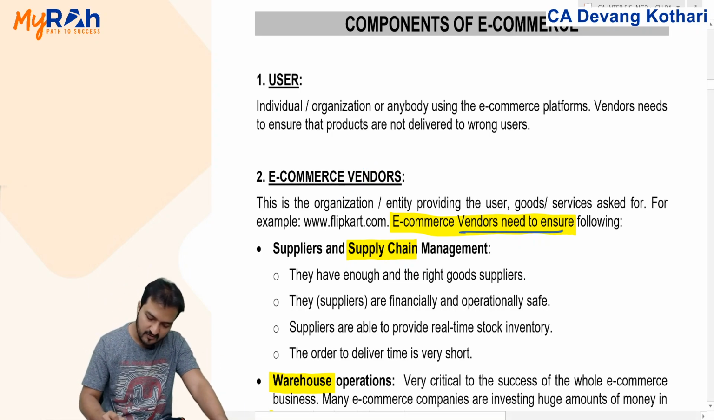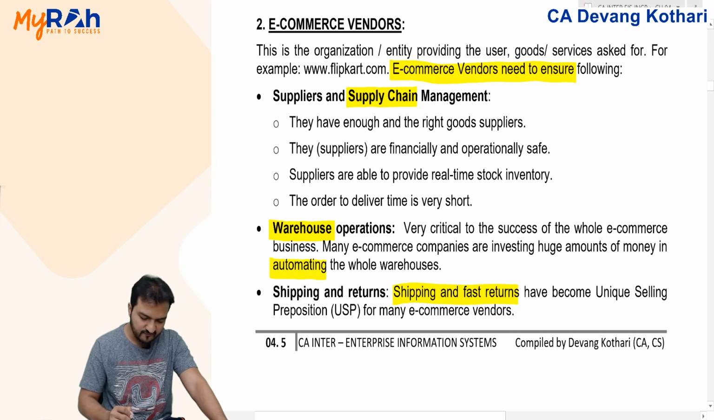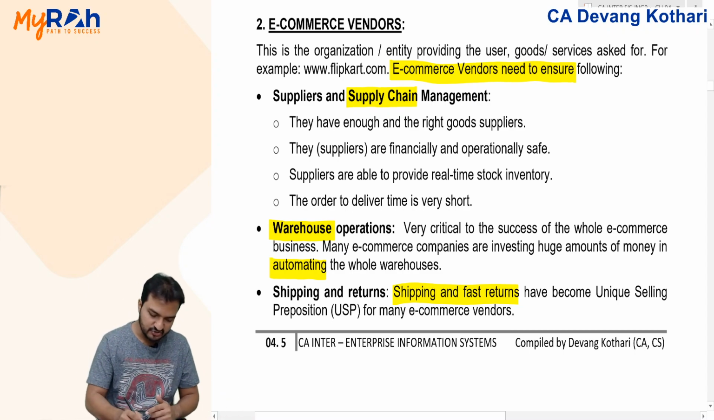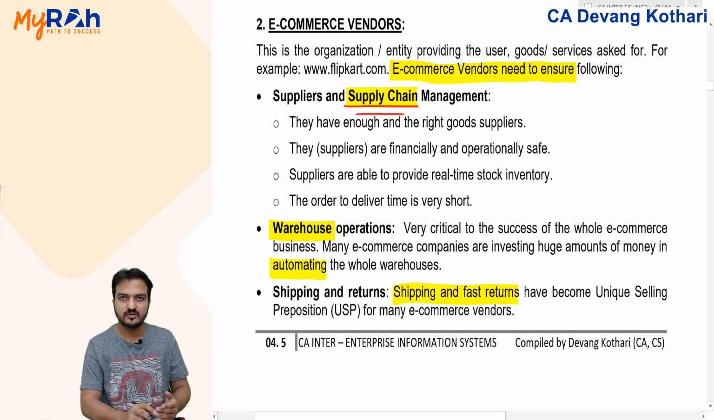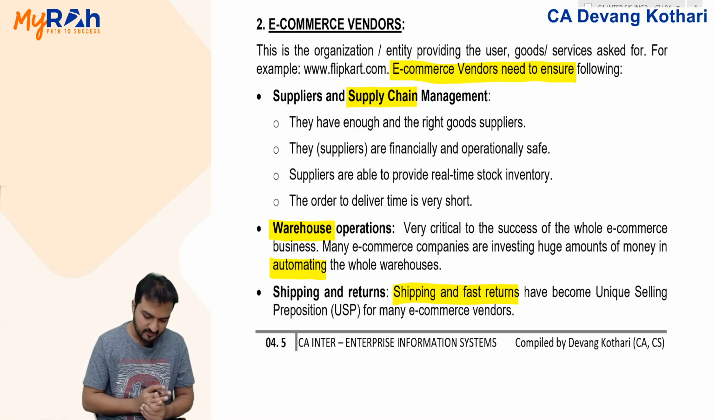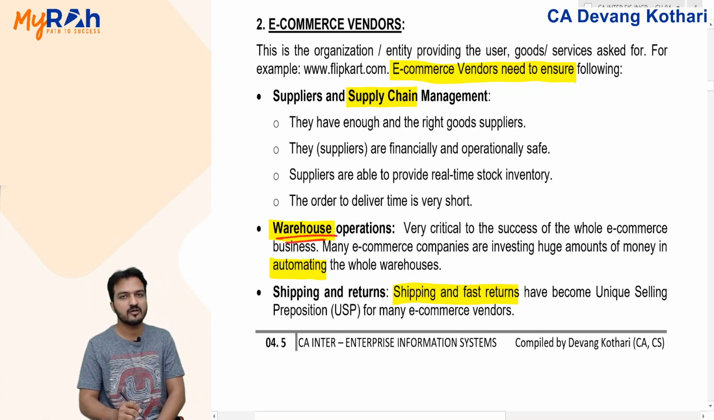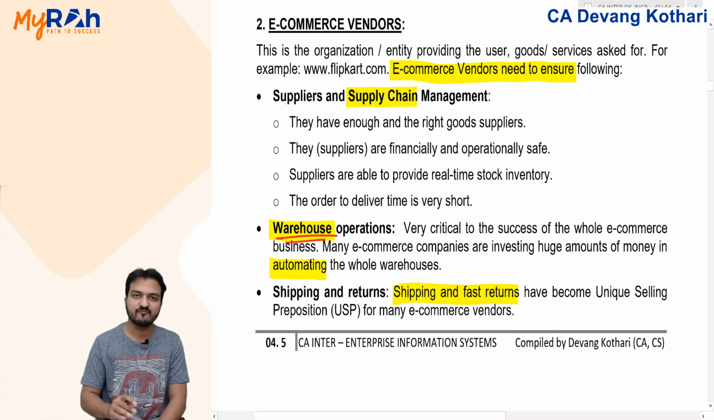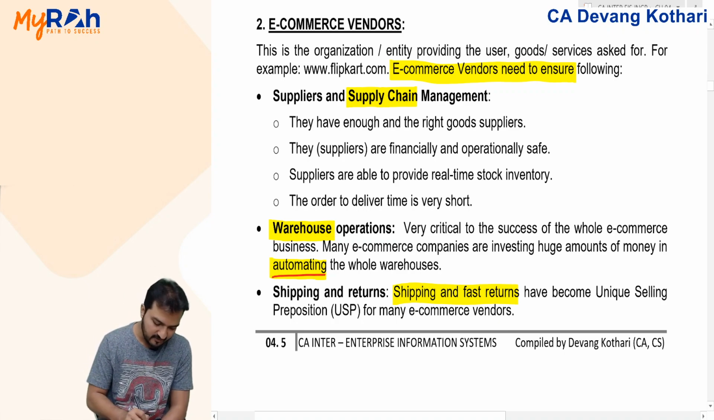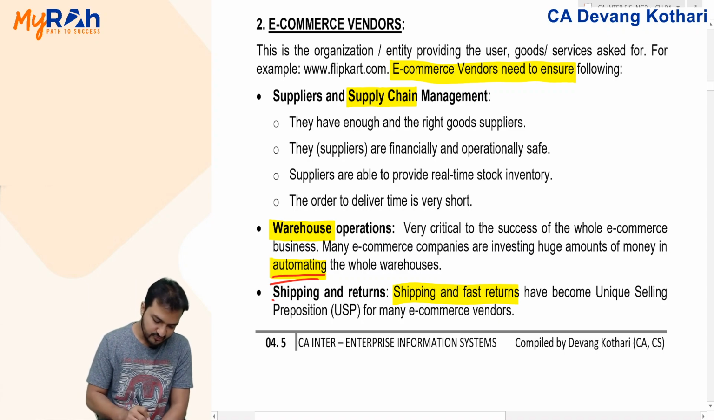Now, the e-commerce vendor needs to ensure certain things. So these are the list of things that the vendor should manage. Vendor should ensure supply chain. They should create a proper supply chain, ensure that the products are delivered to the customer in as short a time as possible. Warehouse operations: the vendor will also have a warehouse and he needs to have proper operations in the warehouse. He might even think of doing automation in the warehouse. Vendor has to ensure shipping and returns are fast enough for the customers.